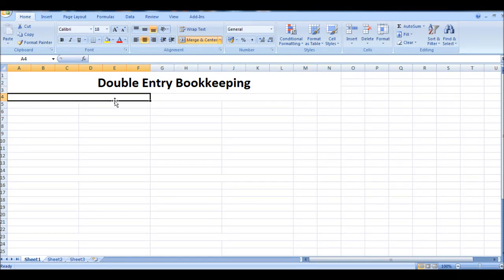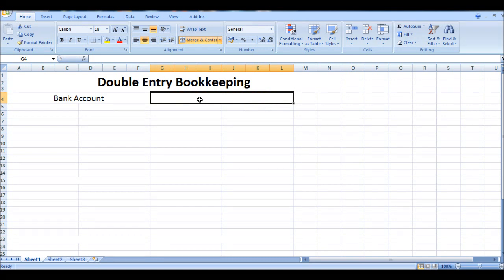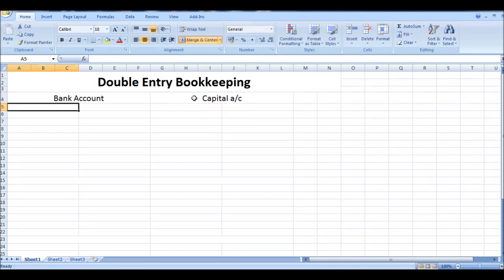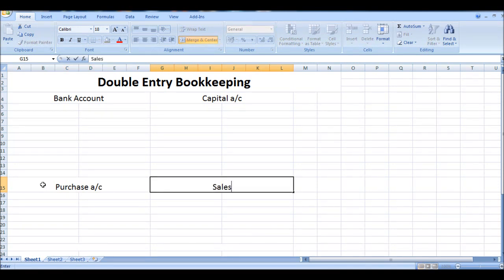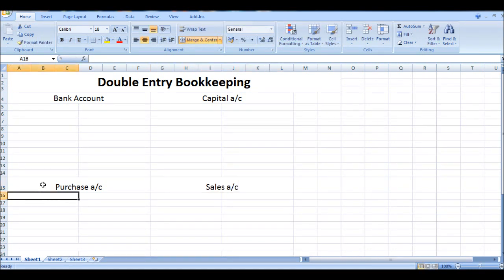So in order to post transactions into our accounts, we have to create what we call T accounts or ledgers. So you'd have a ledger or a T account that would be suitable for any transaction that you're going to process in your business. So we have a bank account ledger, perhaps a capital account ledger, for short I'll just do A/C. We could have a purchase account, a sales account, and you're likely to have numerous accounts, more than the four that I've created here.